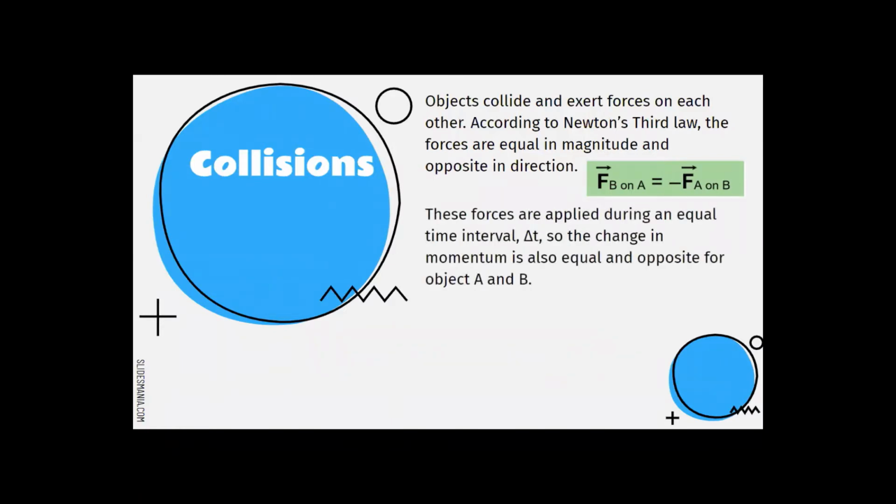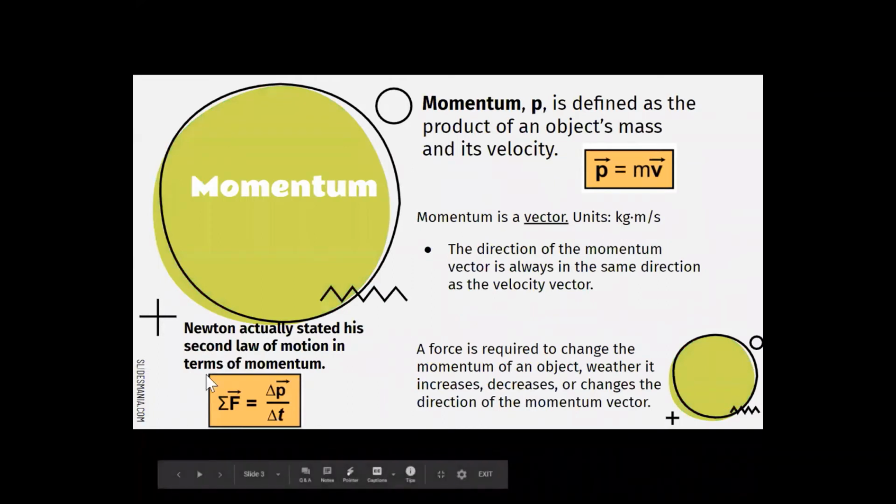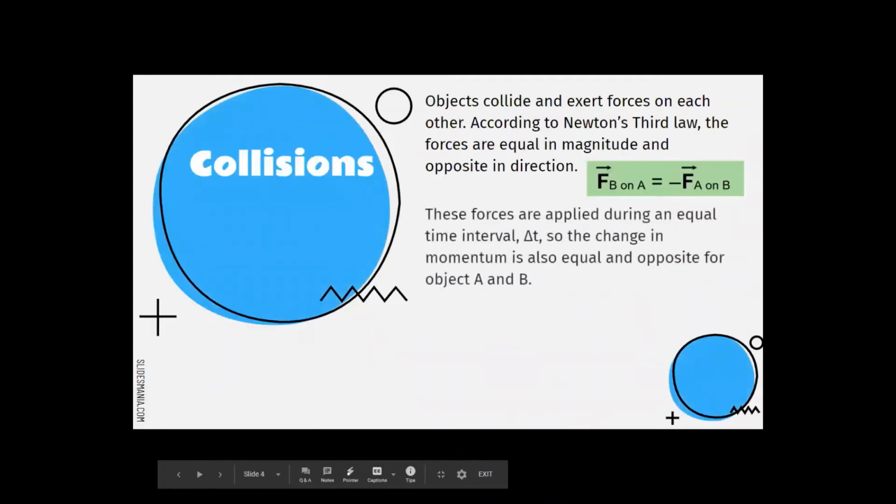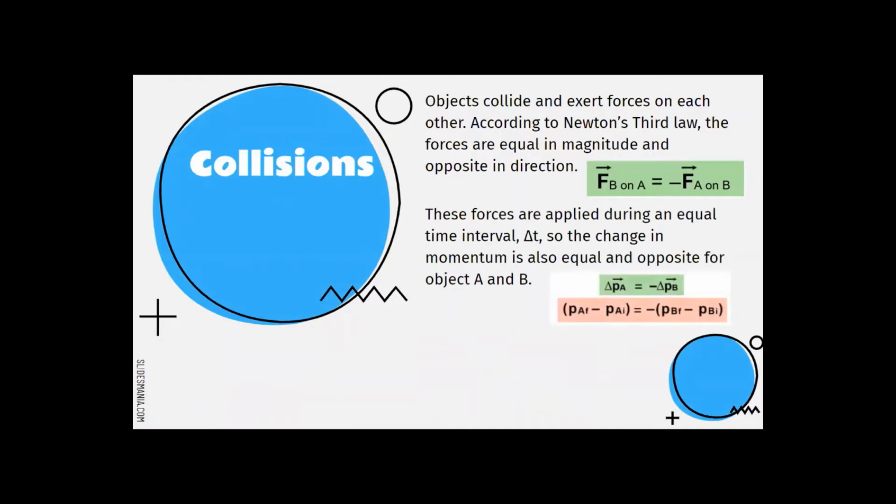These forces are applied during an equal time interval. And when we talk about that equal time interval, what we're talking about is the time in which they collide. So that is the time interval that we're talking about. So the change in momentum is also equal and opposite for objects A and B. So if we go back to this equation that we have right here, and we say that time is the same, so pretend like time is 1, then force and change in momentum are the same. So if we think about that, we get this idea where the change in momentum of A is equal to the negative change in momentum of B.